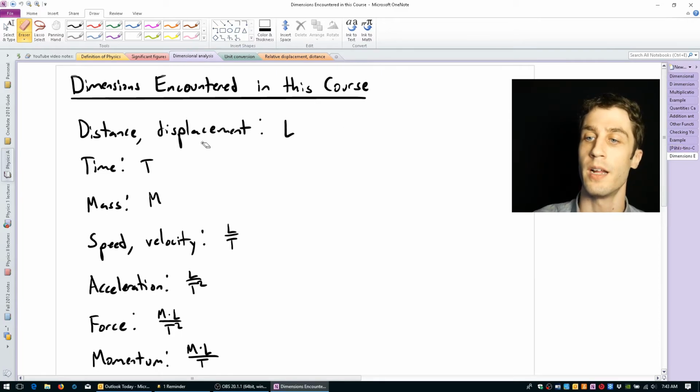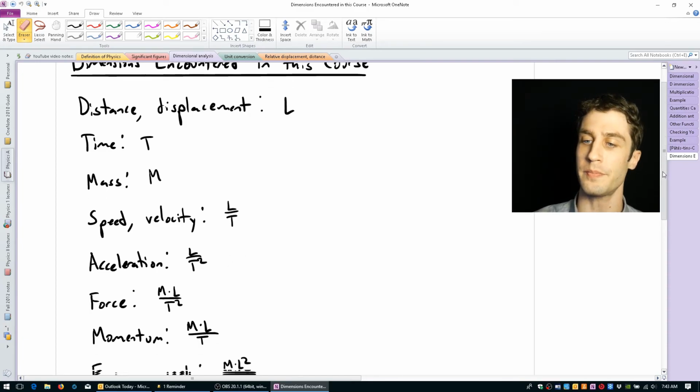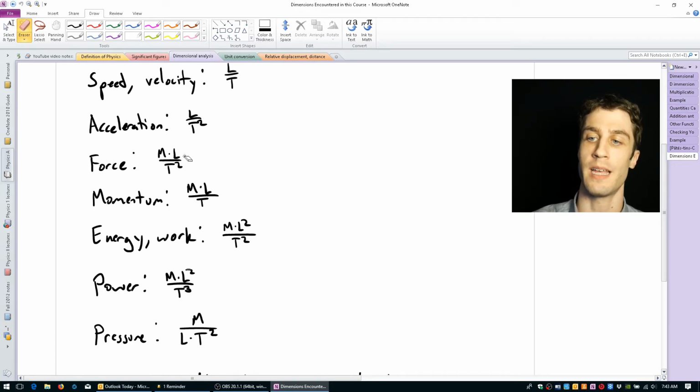encounter in this course. There's distance and displacement, both have dimensions of length. Time has dimensions of t, or time. Mass has dimensions of mass. Those are the fundamental quantities. I've already introduced you to them, and you should already be familiar with them. Speed or velocity has dimensions of length divided by time. Acceleration is a length divided by a time squared. Force is a mass times a length divided by a time squared. Momentum is a mass times a length divided by a time.